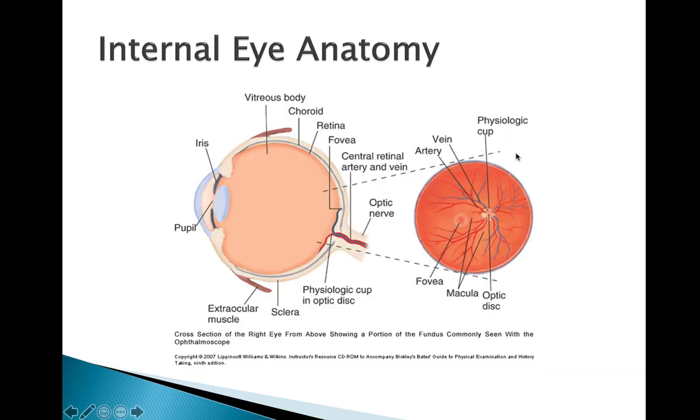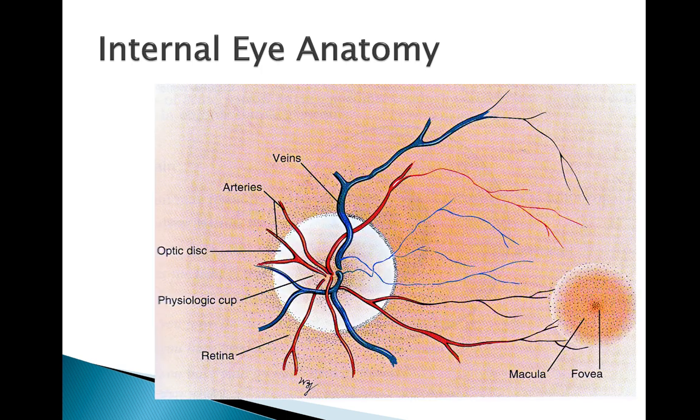So here's a picture. You have the arteries and veins originating from the optic disc. The physiologic cup is about 1/3 of the overall diameter of the optic disc. You have the macula and then the fovea. And then here you have the lens, and you can't see it, but imagine the ciliary bodies right here, and that's what changes the shape of the lens. Those muscles pull on the lens, and it changes the shape of the lens. And we're going to talk a little bit about that here in just a second when we talk about presbyopia.